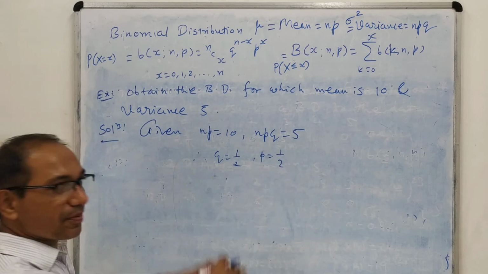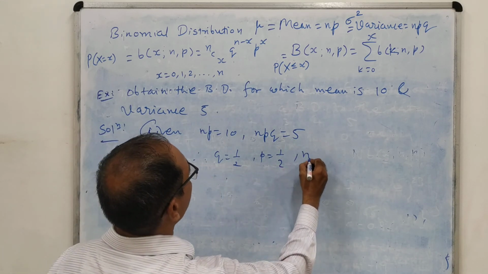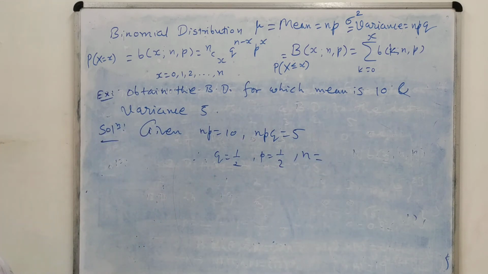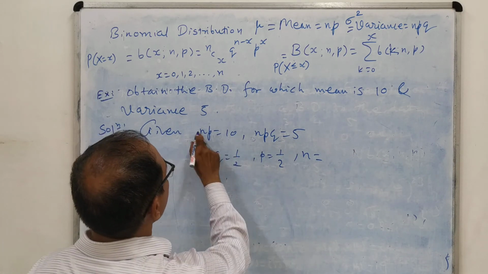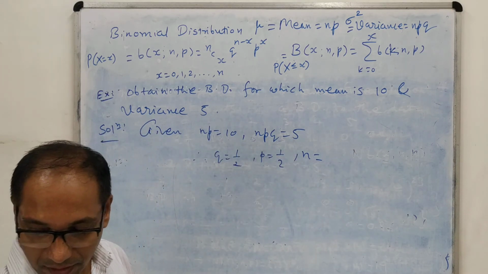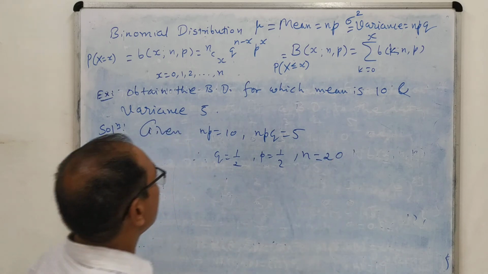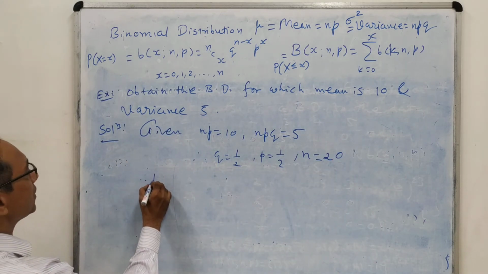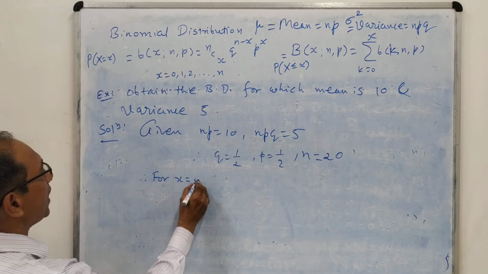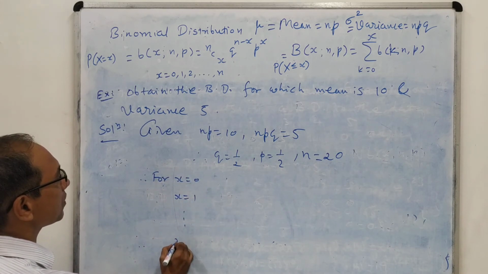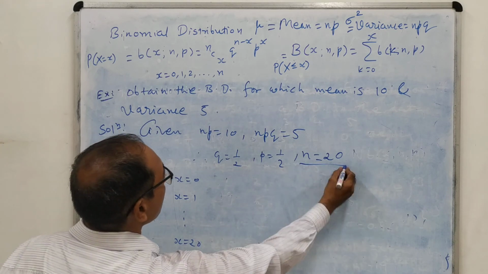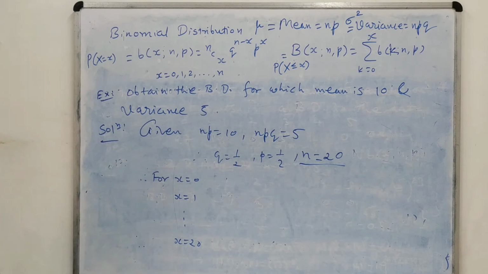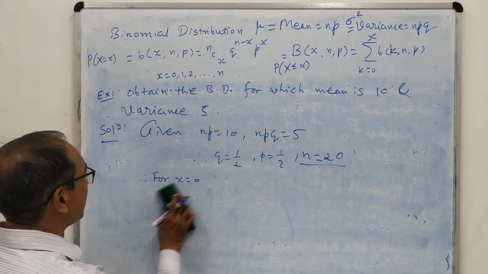You can do it yourself in detail. I am giving you the hint only. So n equals 10 divided by p, so it is nothing but 20. Now all the data is available. We would have to find it just like this for x equal to 0, x equal to 1, x equal to 2 up to x equal to 20, because n equal to 20. So it is a too lengthy process. For a 3 marks question you cannot perform each and every thing.